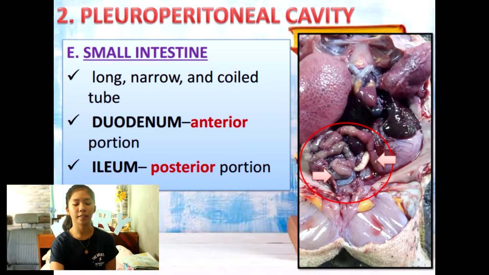Next is the small intestines. So the small intestines are long, narrow, coiled tubes, and it is divided into two. In humans it is divided into three, but in frogs it is only two. So the duodenum is the anterior portion and the ileum is the posterior portion. Now, the small intestine is in charge of the digestion and the absorption of nutrients.